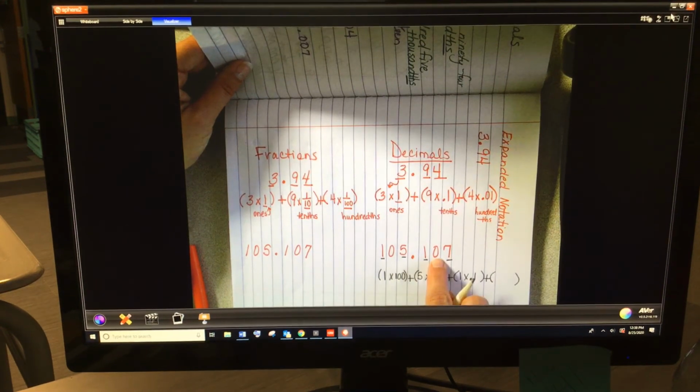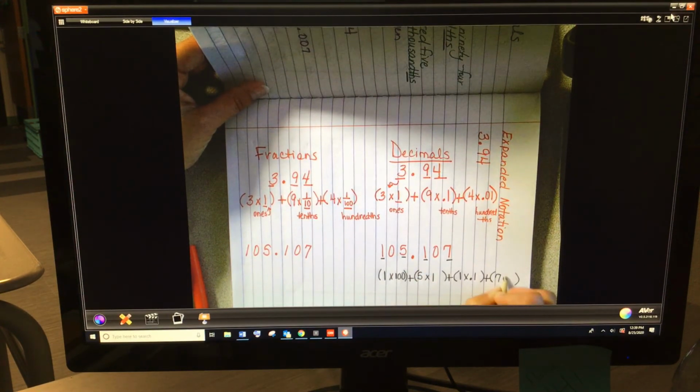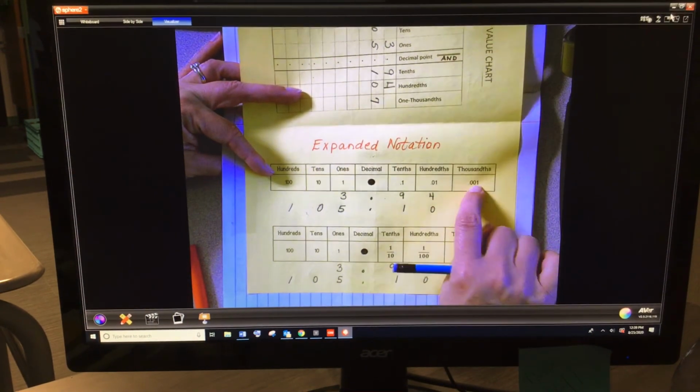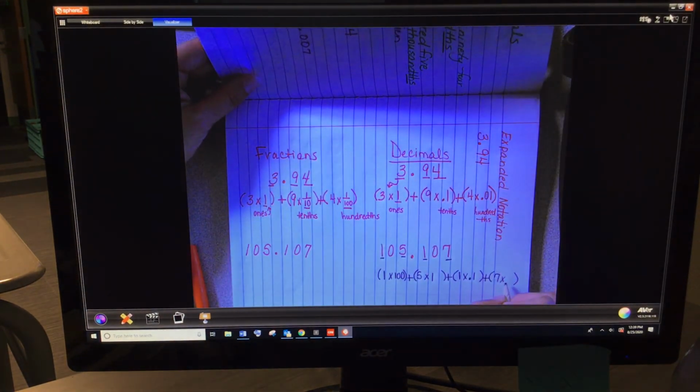Okay, 0 is important. It's holding that place value, but it's no value there. But then we're going to write our 7. 7 times what place value? What place value is the 7 in? It's in the thousandths. So make sure you write that correctly.